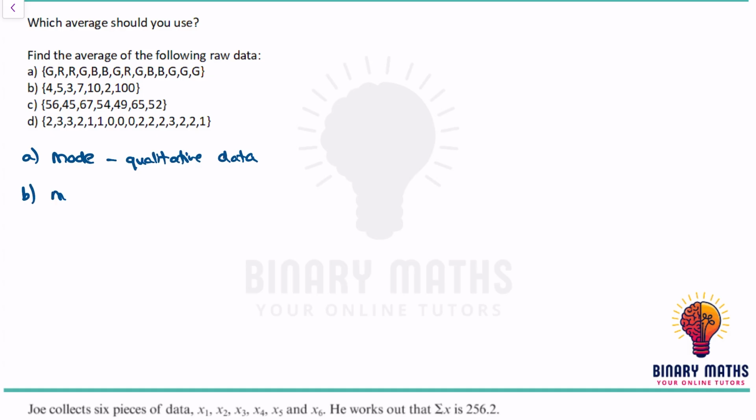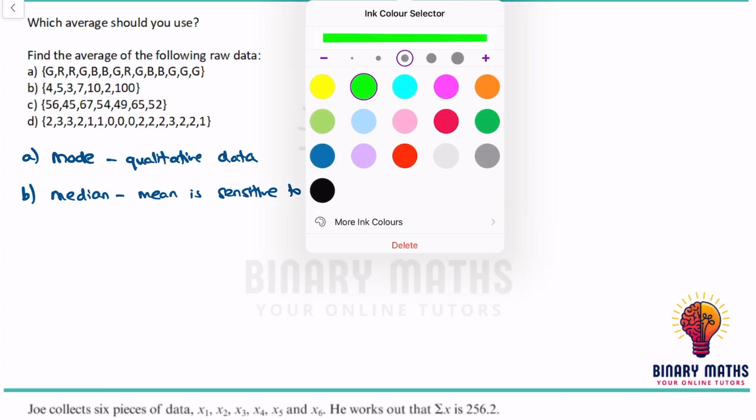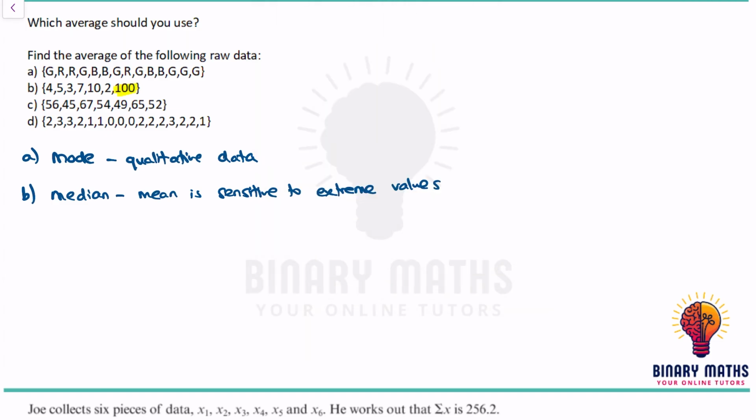So median, because the mean is sensitive to extreme values. And we can see clearly that 200 is an extreme value there, so it's an outlier.